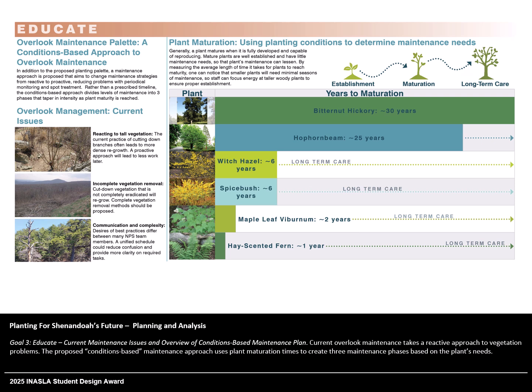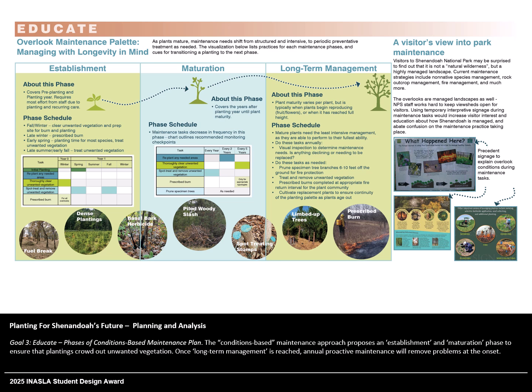The proposed conditions-based maintenance approach uses plant maturation times to create 3 maintenance phases based on the plant's needs. During the establishment and maturation phases, plants will need more intensive care to ensure that the planting palette can crowd out unwanted vegetation. Once plants hit maturity, they are at their strongest and can compete with unwanted vegetation more easily on their own. The following maintenance palette provides details on each proposed maintenance phase and a schedule for required maintenance tasks. As shown in the graphic, maintenance needs taper off as the plant hits maturity.